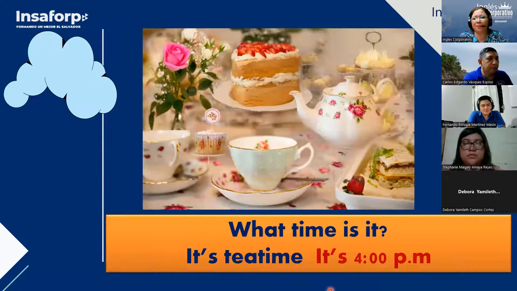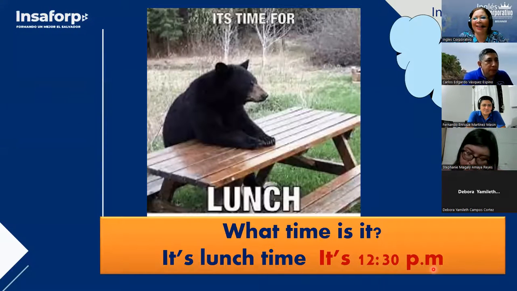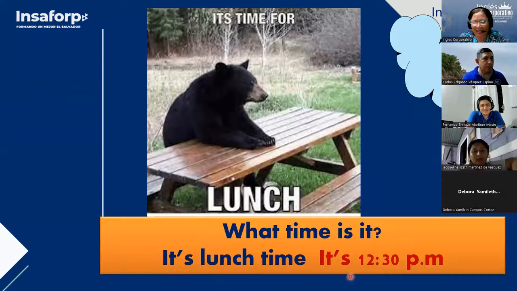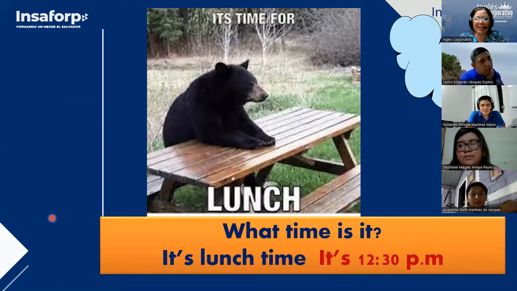Next, let's go to the next one. What time is it? According to the culture, what time is our tea time? It's our coffee time, right? What time is it around? In our culture, it's around 4 o'clock. Well, I drink coffee around 3 p.m., okay? So, what time is it? It's tea time. It's 4 o'clock p.m. All right. What time is it? It's lunch time. It's 12 p.m. Okay, it's lunch time. It's 12:30 p.m. Okay, there you go.